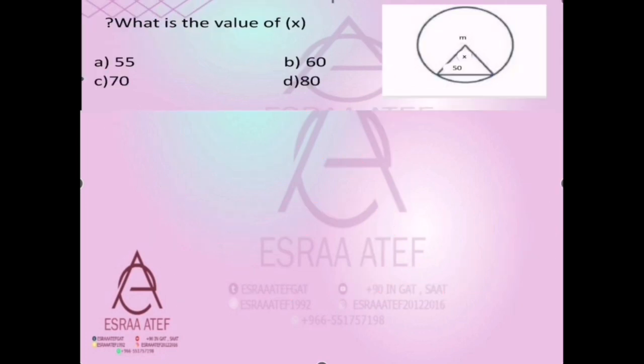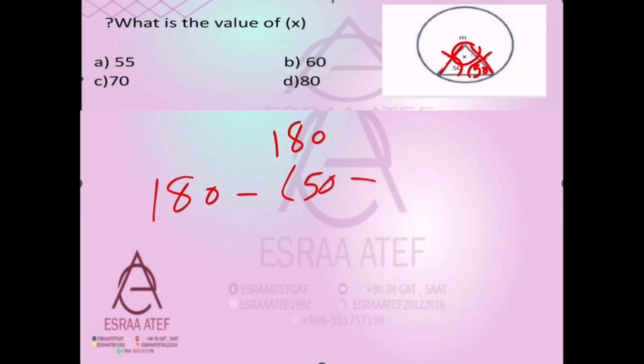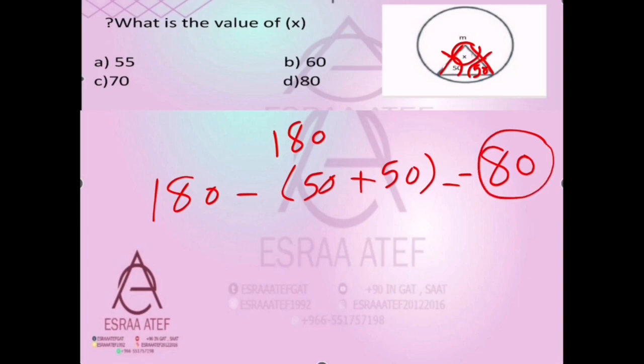Here he wants to get the value of x, which is here. In this shape, it's a triangle, which means that the sum of angles is 180, and this one and this one are radii, which means that they are equal to each other, so this angle will be the same as here, so this angle will be 50. So to get x, we say 180 minus 50 plus 50, which is 100, which means that the angle will be 80.